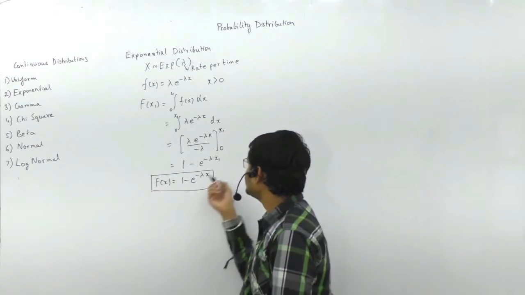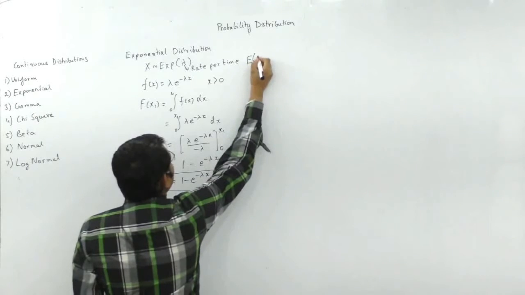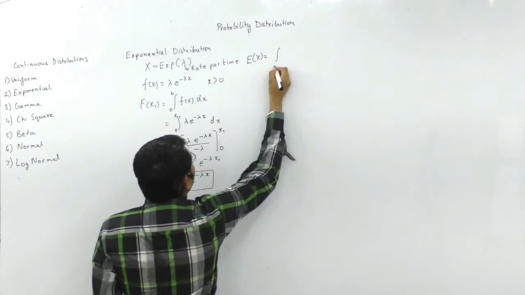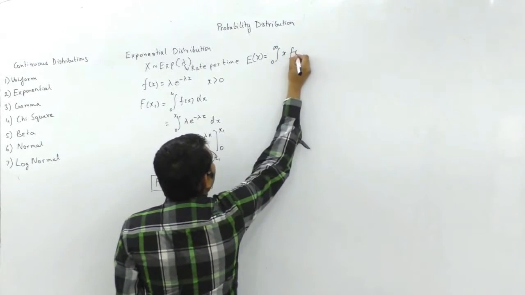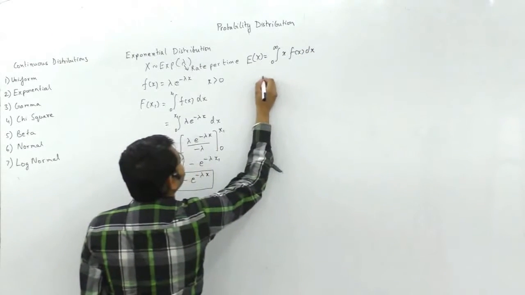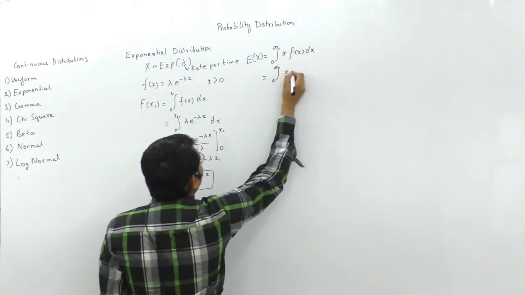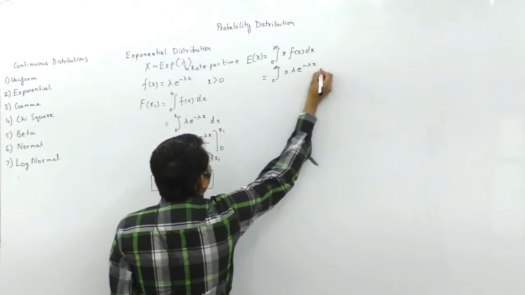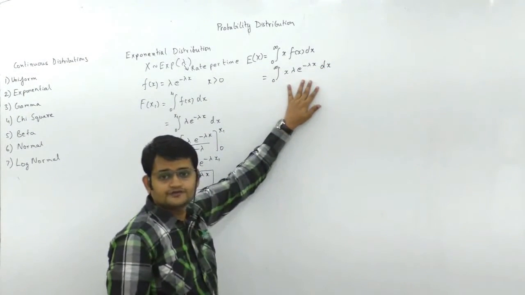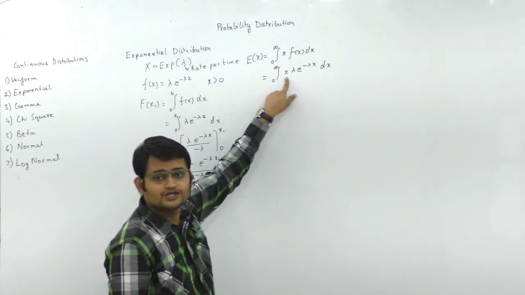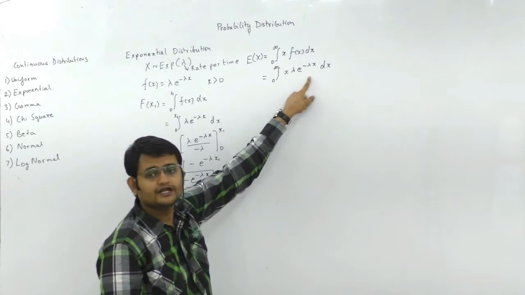Then next, let's find expected value. So expected value is nothing but integration for all values of x. So therefore 0 to infinity x into f(x) dx. Now whenever you have this kind of term where there is a function of x multiplied to another function of x, we need to use integration by parts.